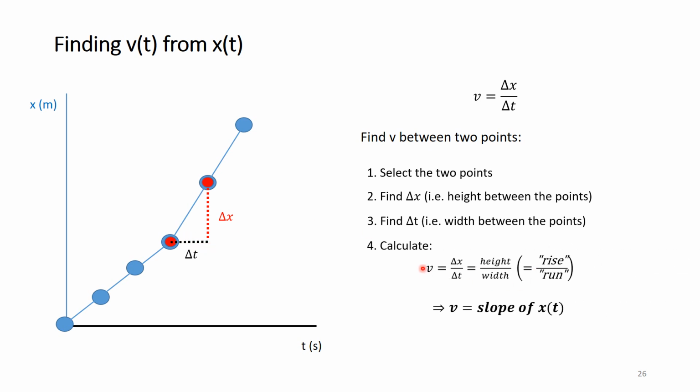Then finally, we calculate v, the velocity. So it is delta x over delta t. But we have seen that delta x is the height, and delta t is the width in this graph. So effectively, we are doing velocity equals height over width. And that might seem familiar. That's the same as rise over run. And where have you seen this before? When calculating slope. So in other words, velocity is the slope of the graph of position versus time. Okay, so important relationship here. If you have a graph of position time, you can find the velocity just by finding the slope at every point.